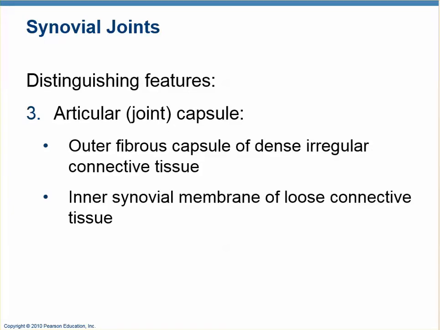There's also a capsule that encapsulates the joint. It's kind of like a sock that goes around the joint. The capsule is made out of a couple of parts. One part is fibrous, dense, irregular connective tissue that gives it its structure. And there's an inner surface made of synovial membrane. It's a loose connective tissue that has nerve endings and blood vessels in it, but it's where the synovial fluid gets created.